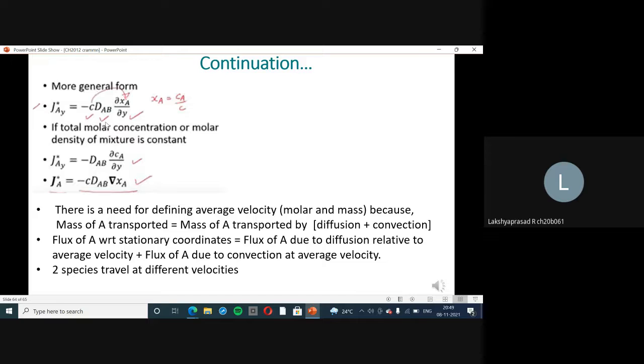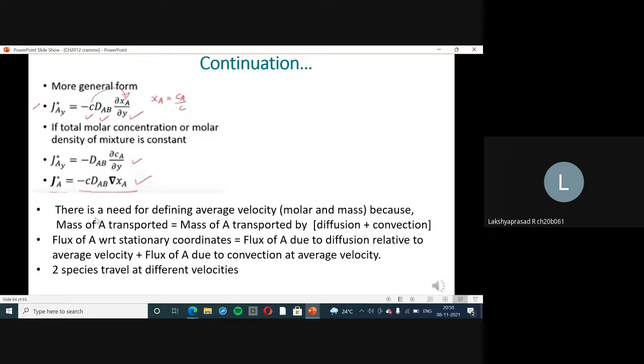Now obviously if that C is constant, we can take it in, and the C into XA we know will become CA. Okay, and therefore this is what we'll get. And the same for all directions, and combining to form a vector equation, capital J star is equal to minus C DAB gradient of XA is what we'll get.